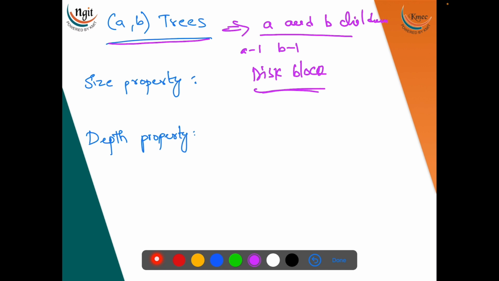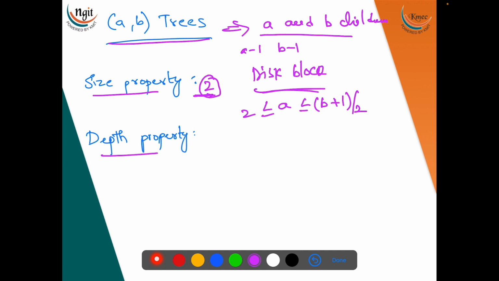Now, an AB tree, where A and B are integers that satisfy the condition 2 less than or equal to A less than or equal to (B plus 1) by 2, is a multi-way search tree. The properties are the size property and the depth property. Size: each internal node has at least 2 children unless it is the root, and has at most B children. I'll take an example and show you how it works.